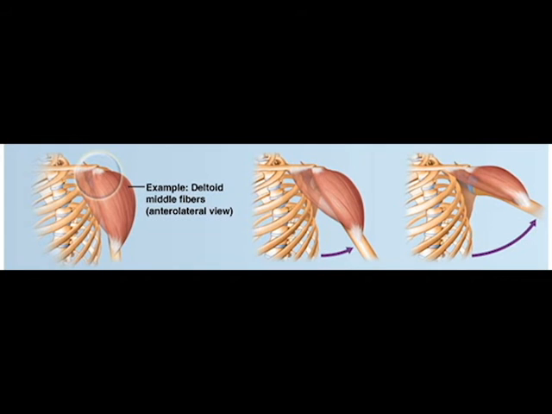When a muscle crosses over the lateral side of a joint, it can produce abduction. An example of this would be the deltoid. The deltoid laterally crosses over the glenohumeral joint, allowing the entire arm to abduct.